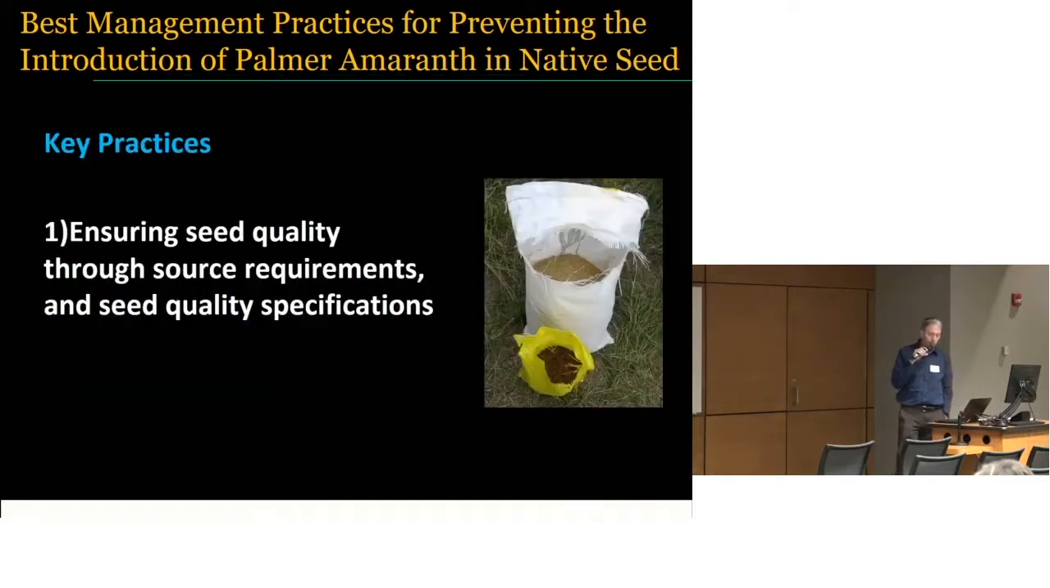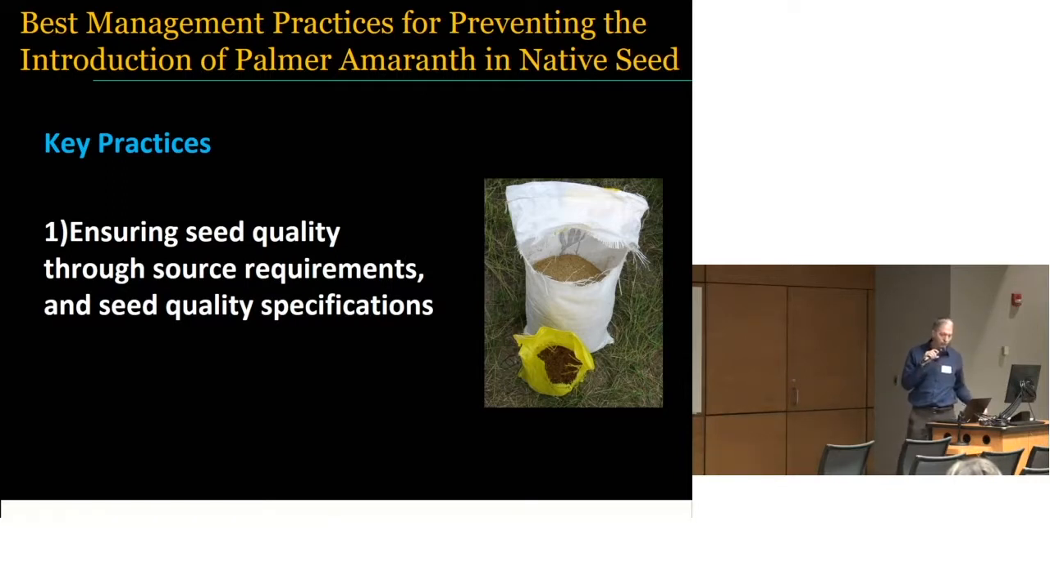So getting into some of the key practices, ensuring seed quality through source requirements and seed quality specifications is one topic that we've been really focused on. Back by the agenda, probably most of you missed this because I put it out there a little bit later, we have this summary of best practices that we've been putting together. And these practices have now gone into our agency's native vegetation guidelines that are used for all of our projects. So it defines the practices for our projects.